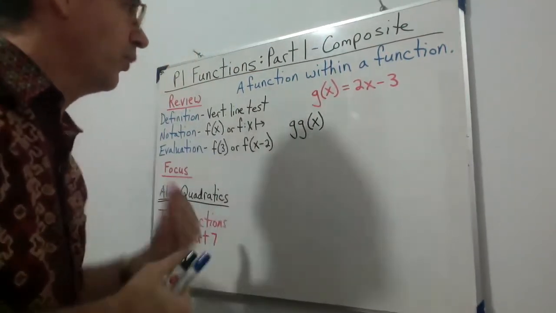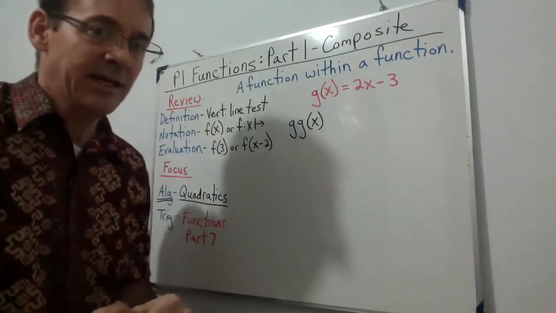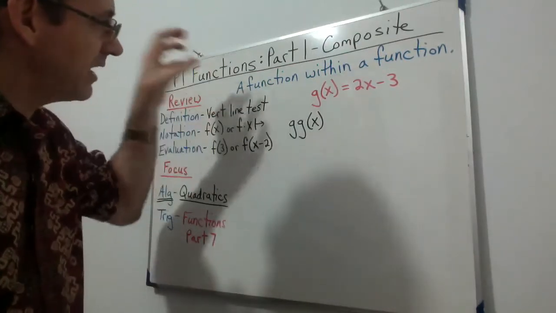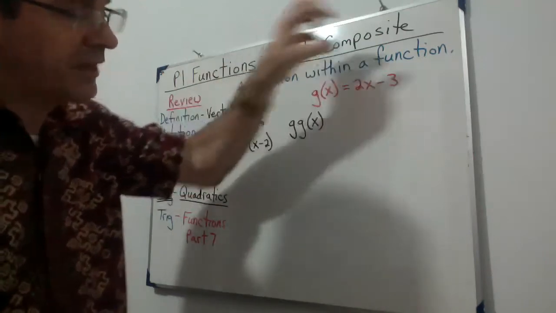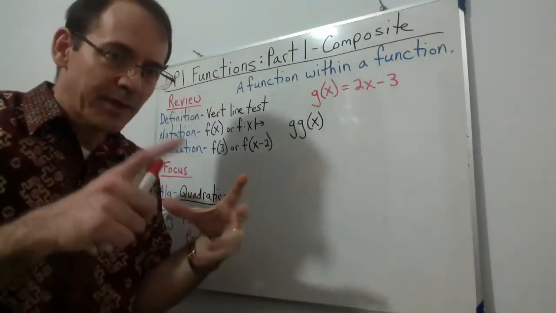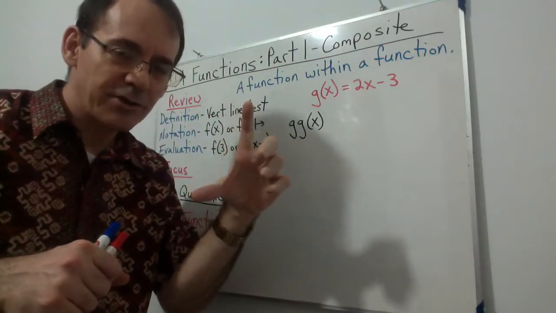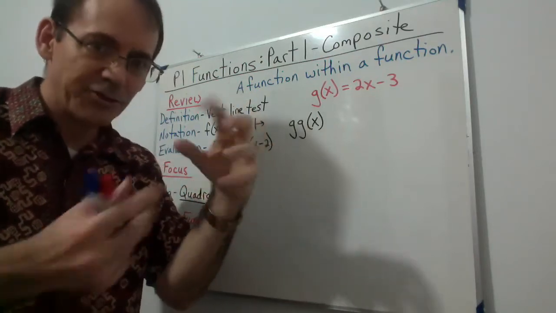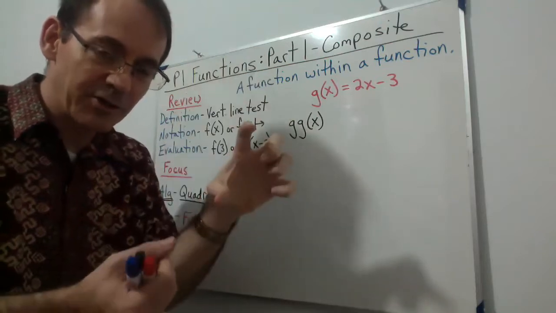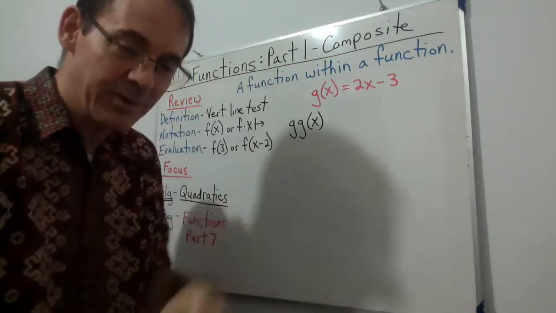So what's important with a composite function is a function within a function. It's like those, what are those Petrushka dolls, or I forget what it is, those like little dolls that you take apart and there's a smaller doll inside and you take it up and there's another. It's like that.